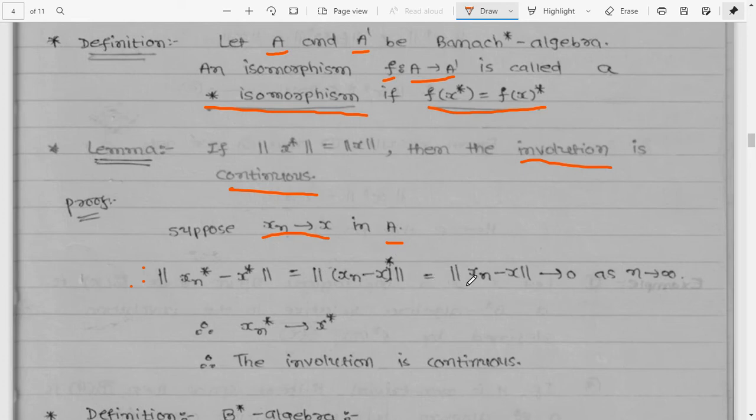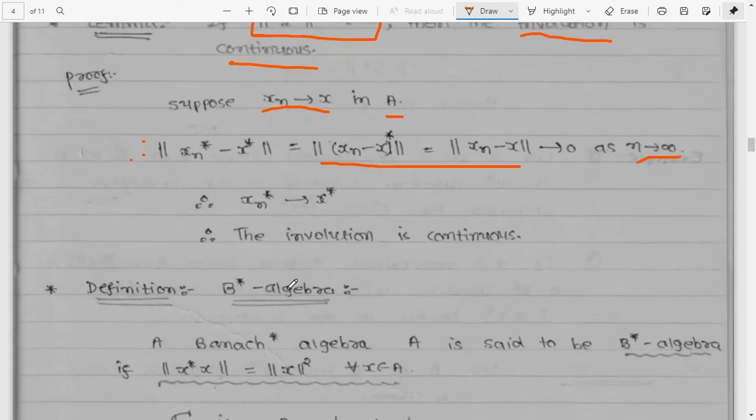is equal to norm xn minus x, because using this we can write both are equal. But xn tends to x, so xn minus x tends to 0 as n tends to infinity. So this tends to 0, so xn star tends to x star, so the involution is continuous.